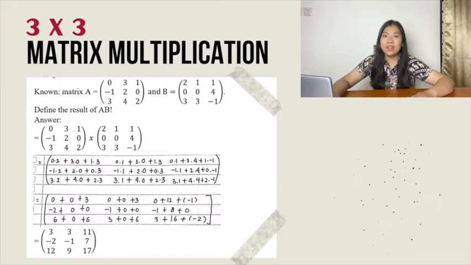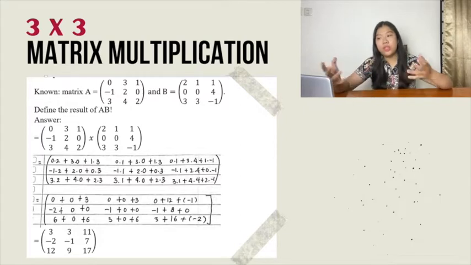Third, 3 by 3 matrix multiplication. For the example question, now matrix A equals matrix 0, minus 1, 3. Next, 3, 2, 4, and then 1, 0, and 2. For the matrix B, it is 2, 0, 3, 1, 0, 3, 1, 4, minus 1. Find the result of AB.